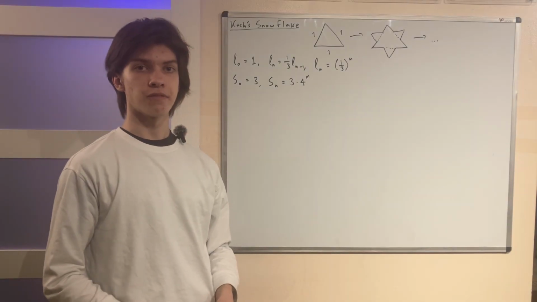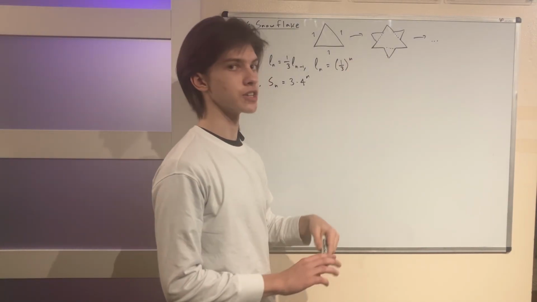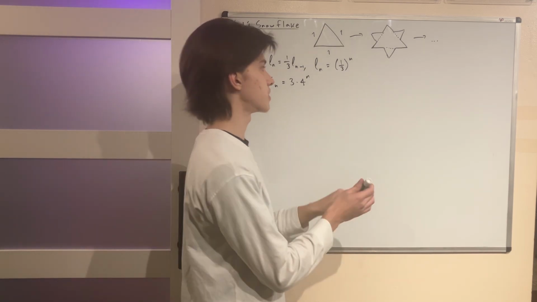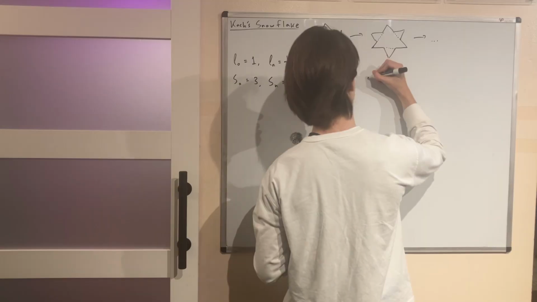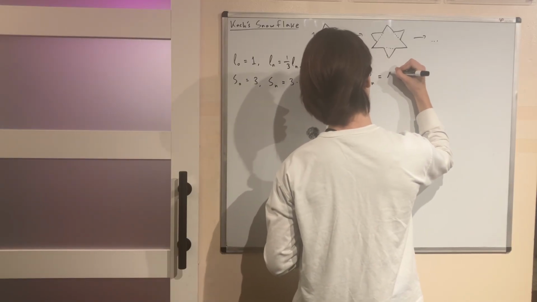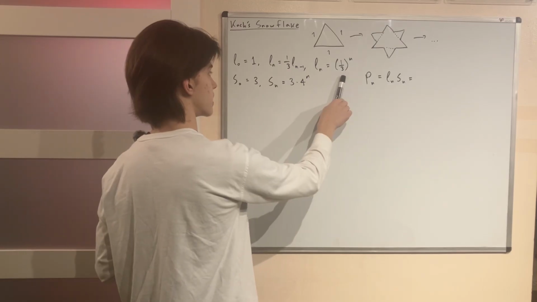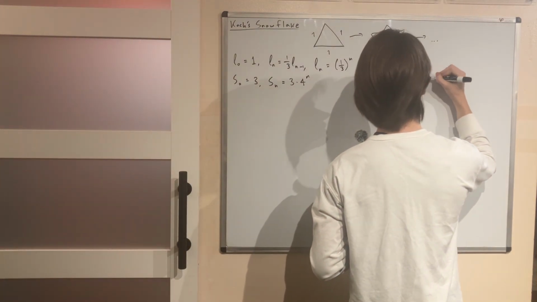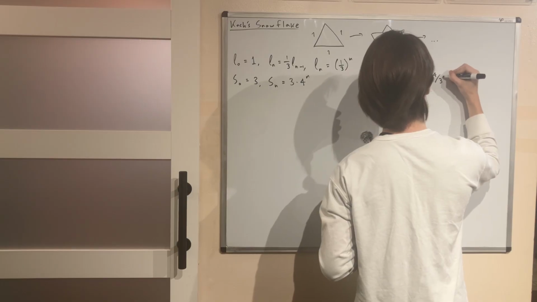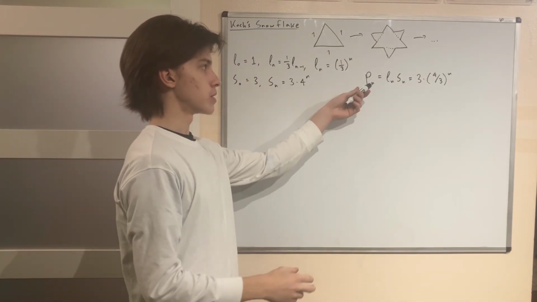Now we can very easily find the perimeter, because the perimeter is simply the number of sides times their length. And that's because all of their lengths are the same. And using these formulas that we found, we can find a formula for the perimeter, which I'll call P of n, which is L of n times S of n, which is simply 1/3 to the n times 3 times 4 to the n, and by powers of exponents, this becomes 3 times 4/3 to the n, simply merging these into 1. And so we found our perimeter.